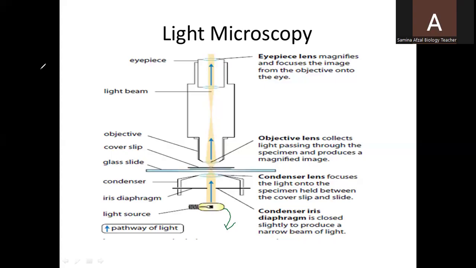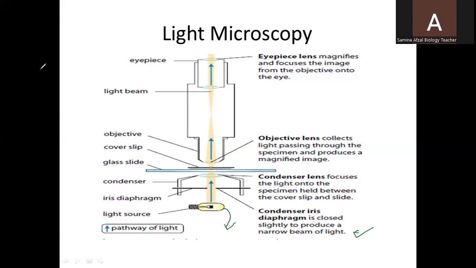The condenser iris diaphragm is closed slightly to produce a narrow beam of light. This is the function of the condenser iris diaphragm. It has a very small hole through which the light is passed. When the light passes through this condenser iris diaphragm, it produces a narrow beam of light. You can see a narrow beam of light.